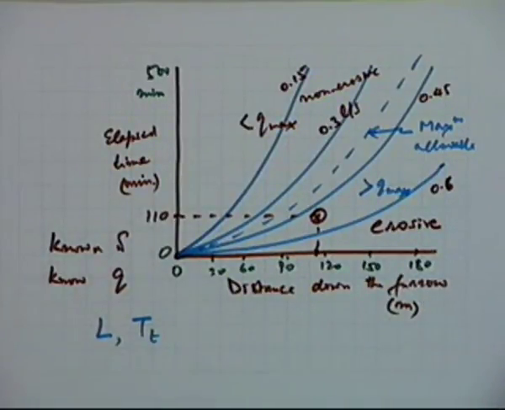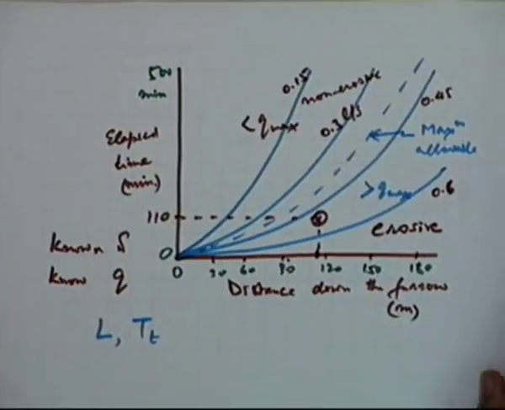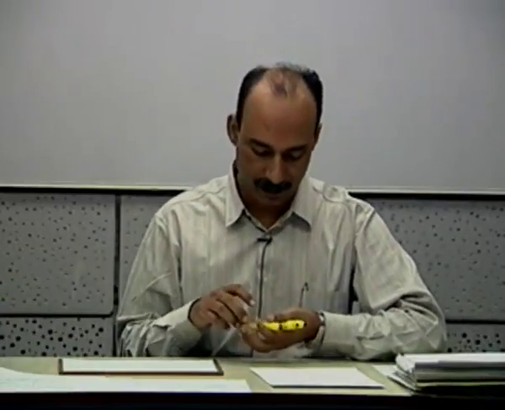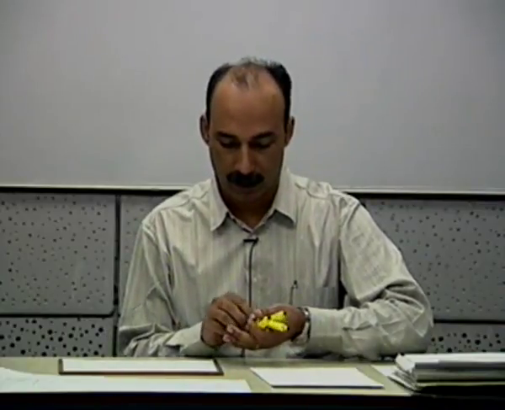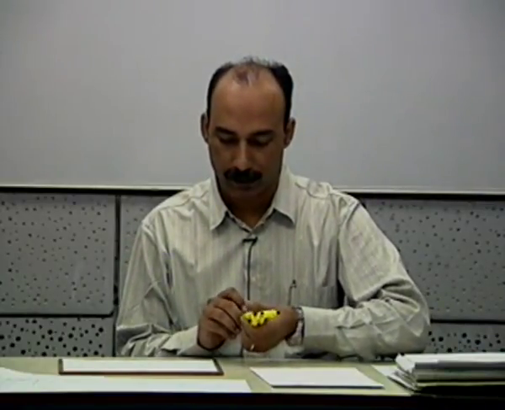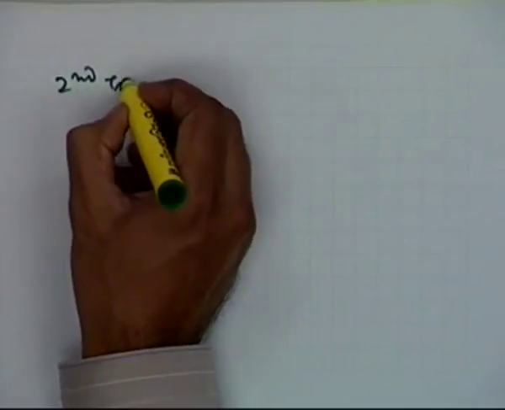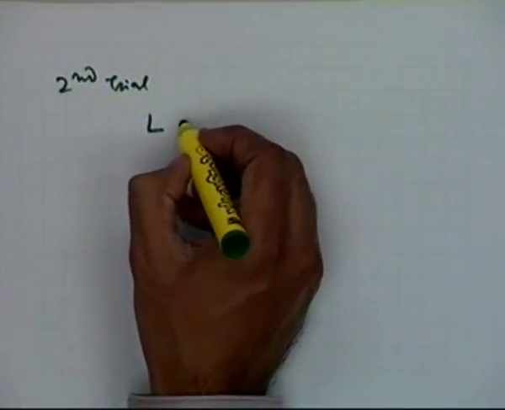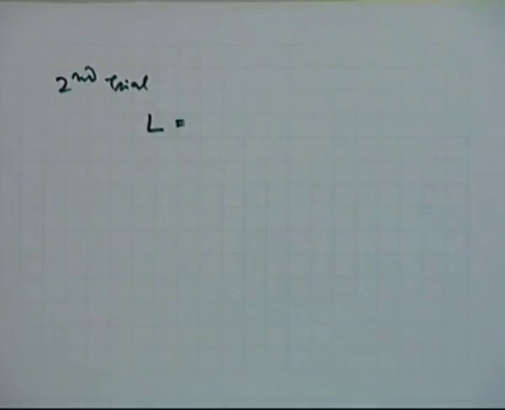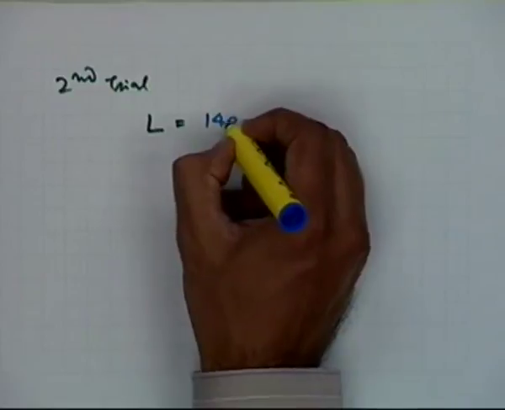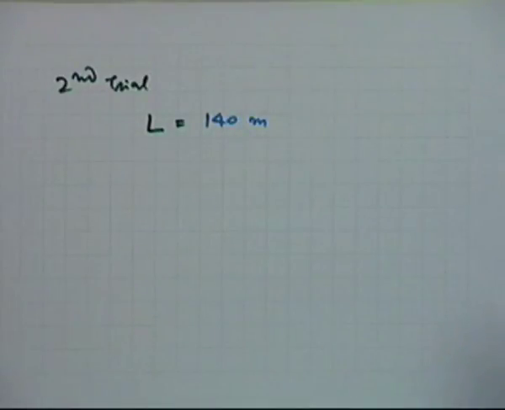So that means either the length is not proper, or, since length is dependent on the advance time, or the advance time is dependent on the length, either way they are both interconnected. So I can take another length as a second trial. That means this particular condition is not acceptable. I take the second trial and assume a length which is larger than the previous case. Take a length of 140 meters.